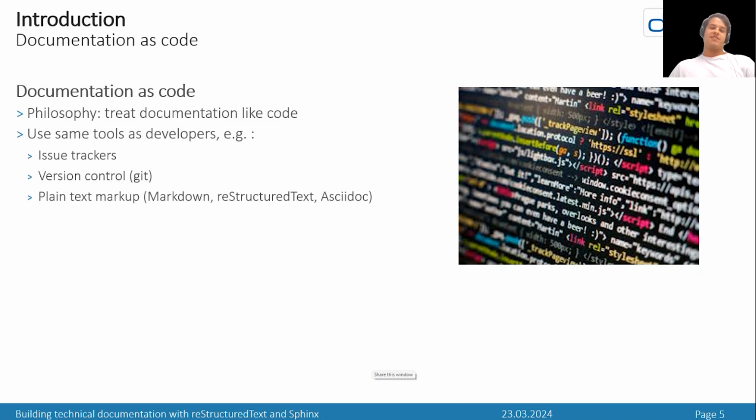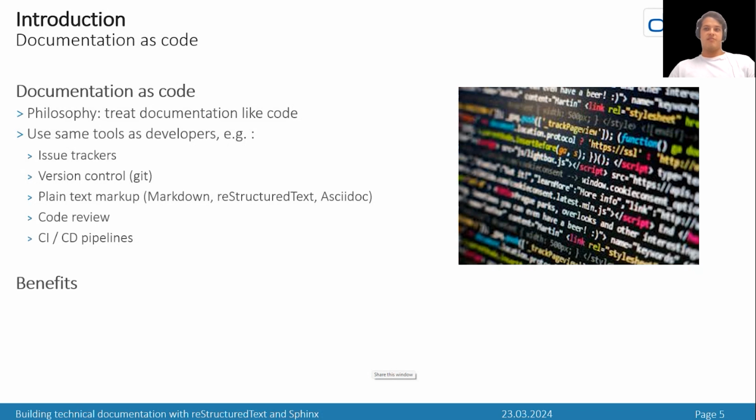Plain text markup languages like Markdown that you probably know. The topic of today is reStructuredText that I mentioned here, and we also have, for example, AsciiDoc. We can also do code review. So when I'm pushing some code and documentation in a Git repository, I can ask one of my colleagues to review what I did on GitLab. And also, for example, CI/CD pipelines that allow me to lint, build, and deploy the documentation automatically.